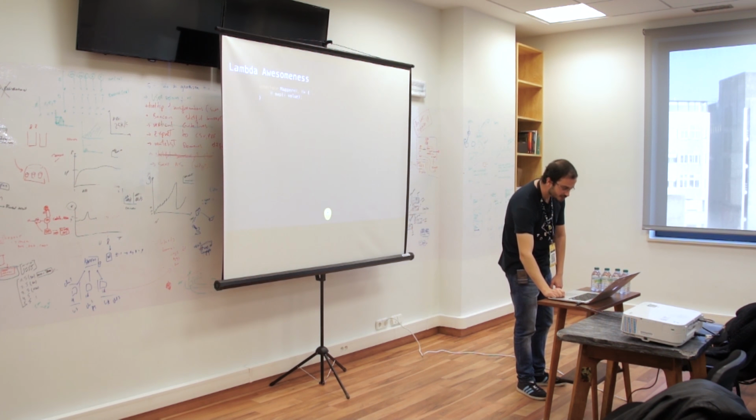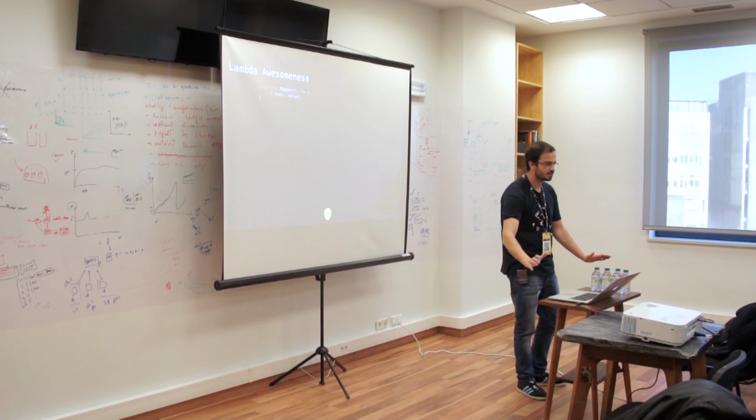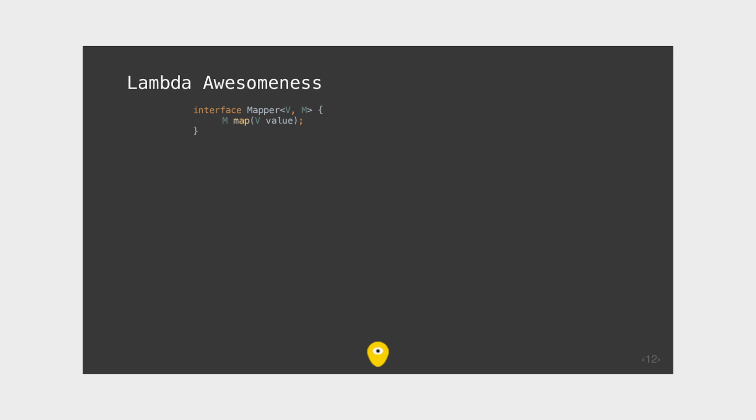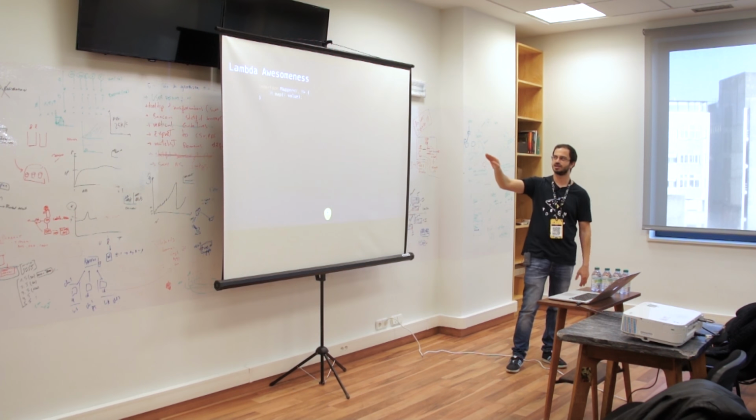And yeah, lambdas. Lambdas make our life easier, but it probably is a strange thing if you are not used to it at first. So you have an interface which has two generics in there. So it has a value and a mapped value. It has a function which receives a value and returns a mapped value. Generics means you can pass whatever you want, but you have to follow that rule.